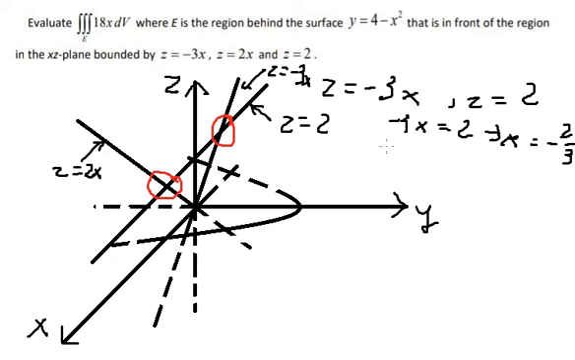The next one, we have 2s equals 2. So we divide both sides by 2, and we have 1. If we look at the region, we see that we have two volumes in here. Volume number 1 is formed between z equals 2 and z equals 2s. Volume number 2 is between z equals 2 and z equals negative 3s.